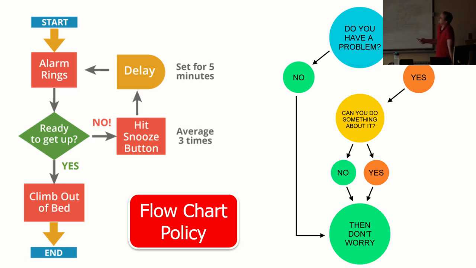So here's how I wake up in the morning, averaging about 3 times hitting the snooze button. But this is just one way. It's essentially a bunch of if statements and states, right? So this could be viewed as a policy as well. So that's what a policy is. But in general, again, a policy is an arbitrary function. It could be very complex, could be very simple, could be a table, could be a flowchart, whatever, but it's a function in general.